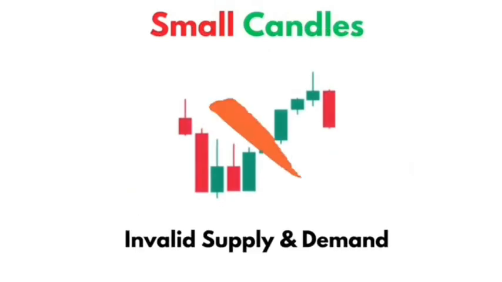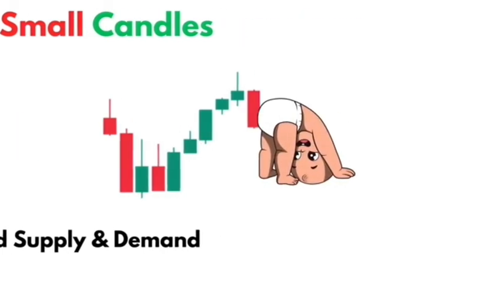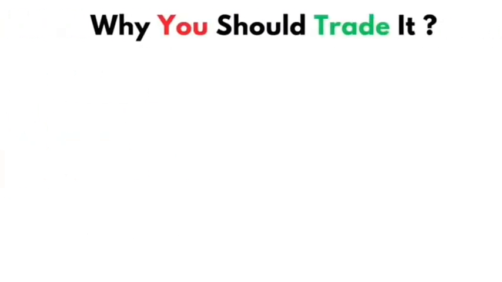On the other hand, when you see a group of small candlesticks, don't mistake them for a supply or demand zone. Think of these small candles as the market's little babies. They usually represent low volume, weak momentum, and a lack of institutional participation.